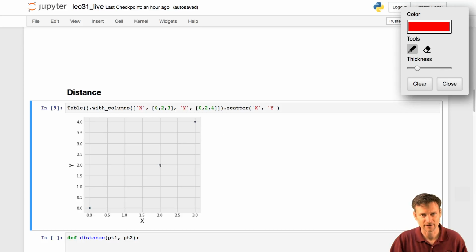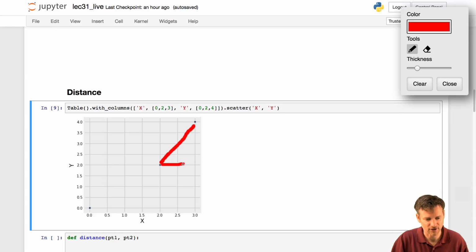So I've got a plot here in the middle, and I've got a point in the upper right, and I want to calculate the distance between these points. Well, the distance is the length of this line that I'm drawing. So I want to know how to compute the length of that red line that I just drew. Well, a way to do that is to draw a little triangle.